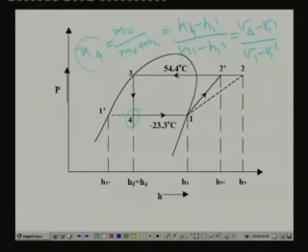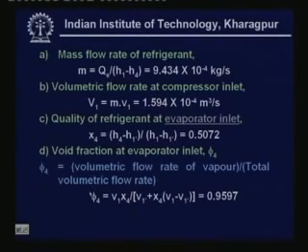Since we know the enthalpies, let us write this in terms of enthalpies. We know the enthalpy at point 4, this is known because this is equal to H3, and H1 dash is known and H1 is also known. Okay, so we use that expression to find the quality. So, quality is found to be x4 is equal to h4 minus h1 dash divided by h1 minus h1 dash, which is equal to 0.5072.